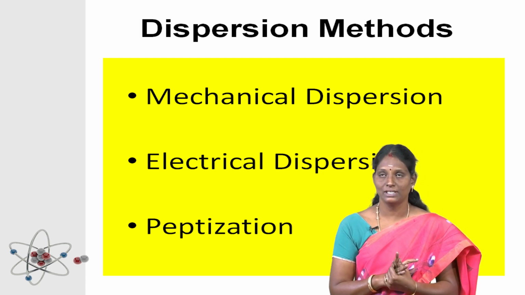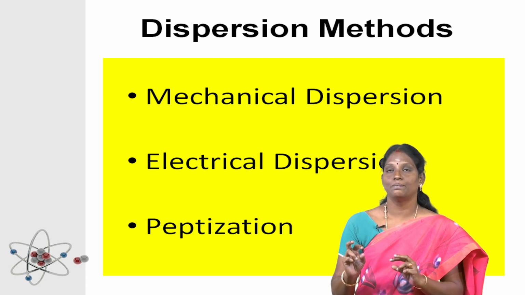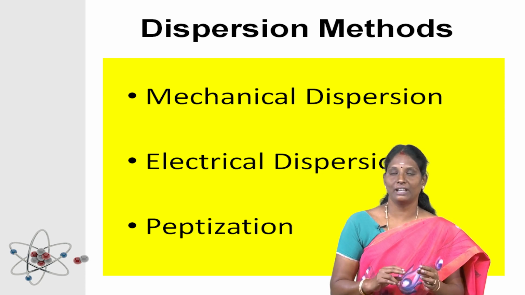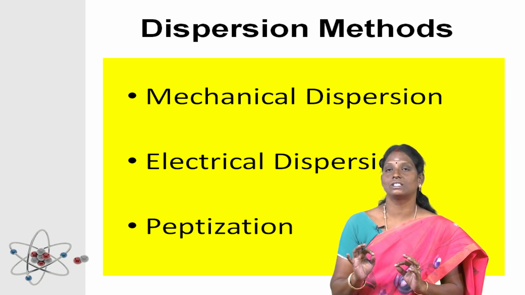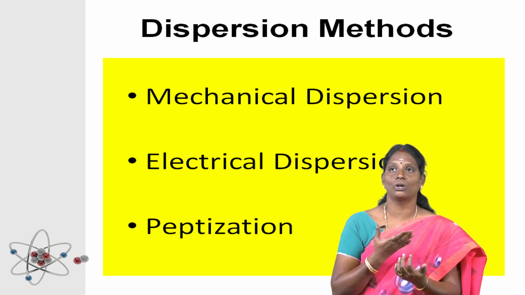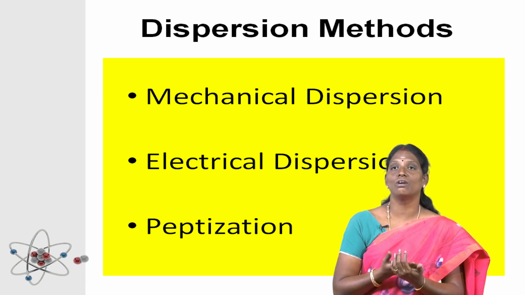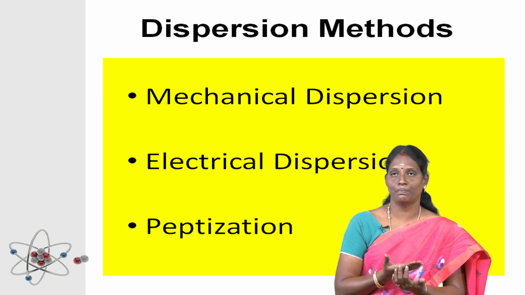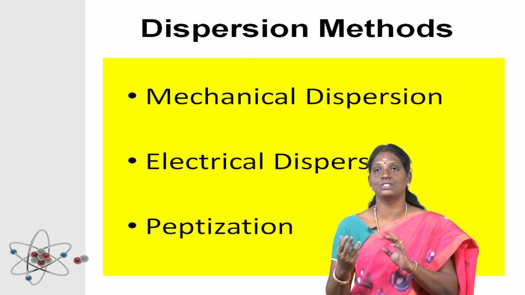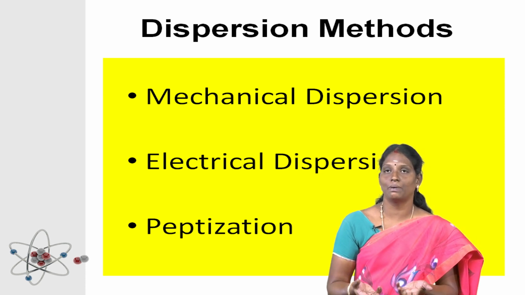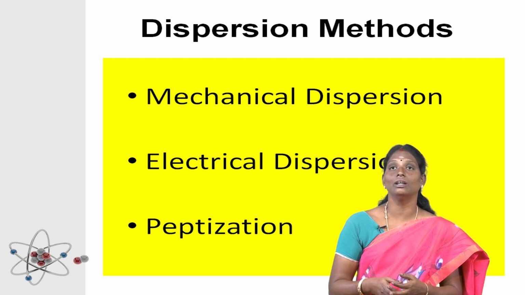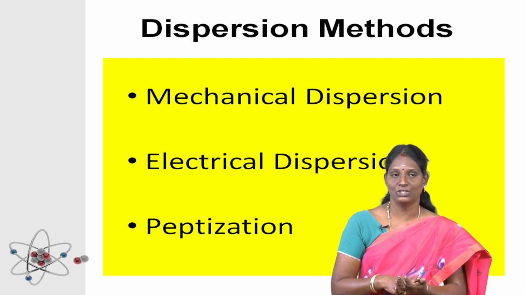So what do you mean by peptization? Dispersal of a precipitated material into a colloidal solution by the action of an electrolyte in solution is termed peptization. The electrolyte used in this process is called the peptizing agent. Some examples for peptization are the preparation of silver chloride and ferric hydroxide salts.